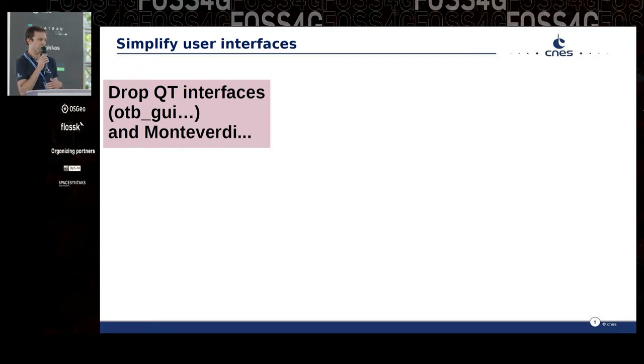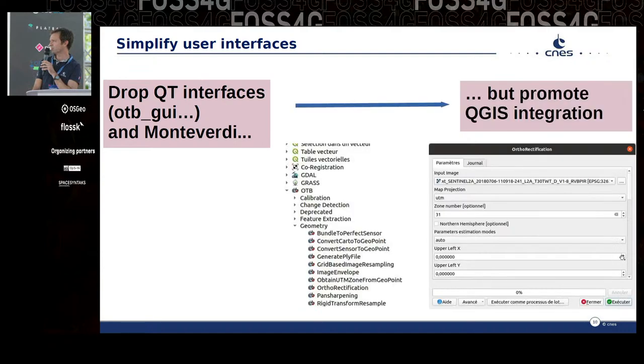And now almost every people use QGIS. So we plan to drop all this and instead promote QGIS integration, OTB integration in QGIS. A few years ago, we improved the plugin because there were some little bugs that prevent people from doing things correctly. So now it works fine. During the workshop Monday, people could have tested it, and it's working fine. It allows you to launch every application you have installed.